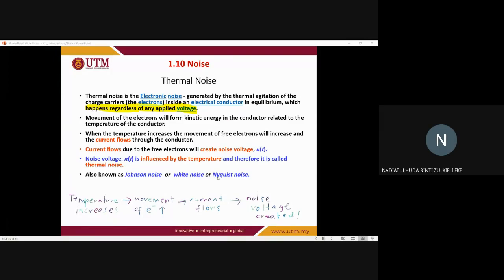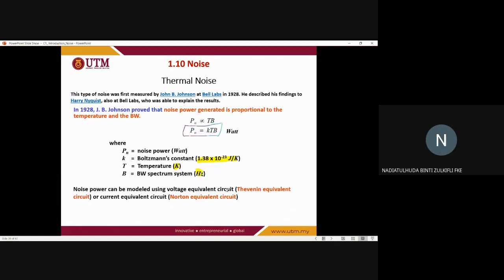So let's continue. This is the nature or the origin of our thermal noise. These two scientists, Johnson and Nyquist, one of them discovered and another was able to explain the existence of thermal noise, and they later proved that the noise power from thermal noise is proportional to the temperature and also bandwidth. So the equation for thermal noise is equal to KTB, where K is the Boltzmann's constant, 1.38 times 10 to the power of minus 23 joule per Kelvin, T is temperature in Kelvin, and B is bandwidth in Hertz. So this is the equation for thermal noise.